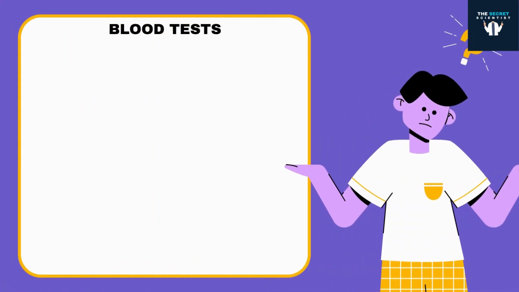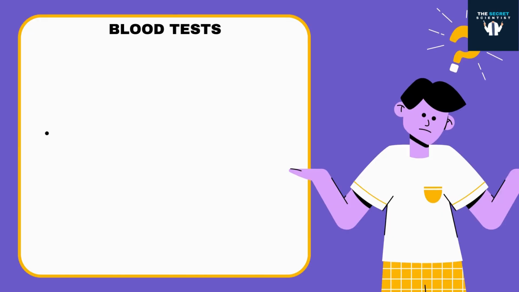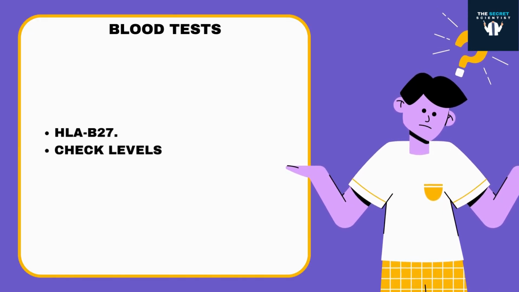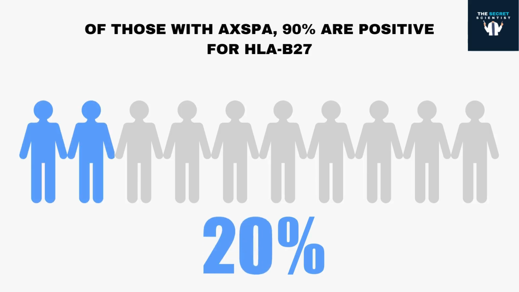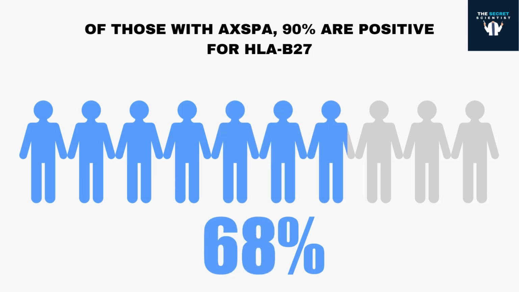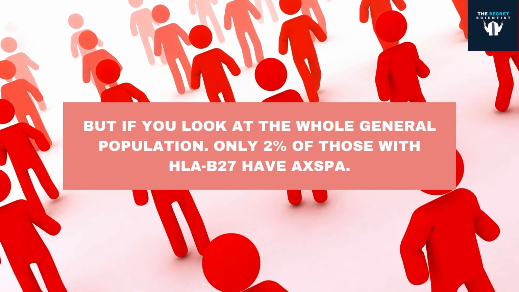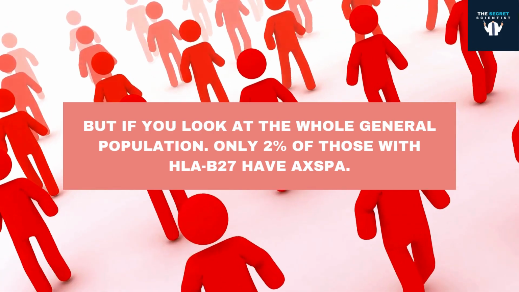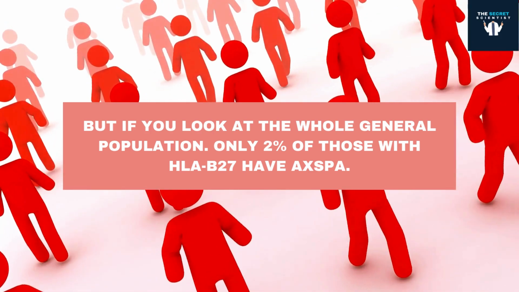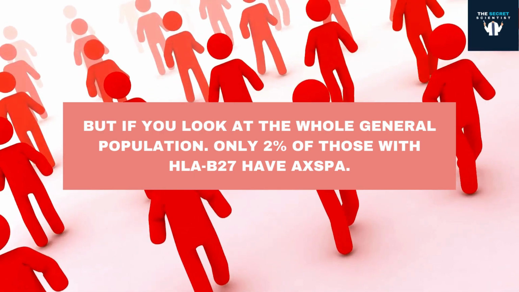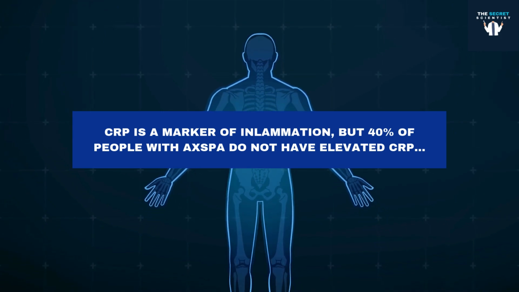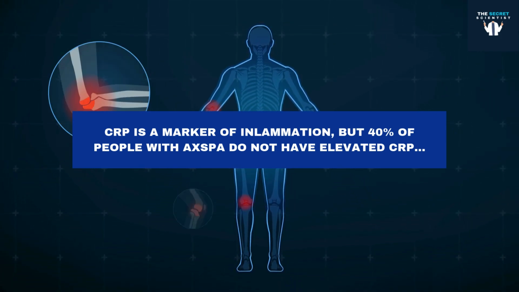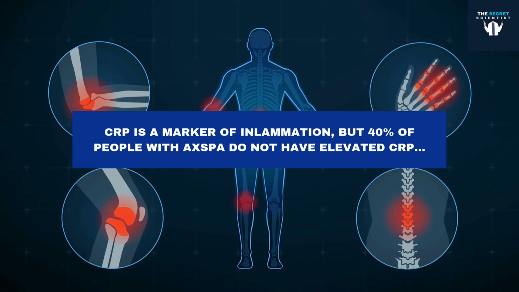There are also these two markers in the blood that you can test for that indicate if AxSpA is present, and these are called HLA-B27 and levels of CRP, or C-reactive protein. Now, around 90% of people with AxSpA are HLA-B27 positive, but it's only associated with AxSpA, it's not causal, because actually if you look at the general population, only 2% of people with HLA-B27 have AxSpA, and if it was causal, then everybody with AxSpA would be HLA-B27 positive. And we know that CRP is a marker of inflammation, but actually it's not that good in people with AxSpA, because 40% of patients with AxSpA don't even have elevated CRP in the first place.